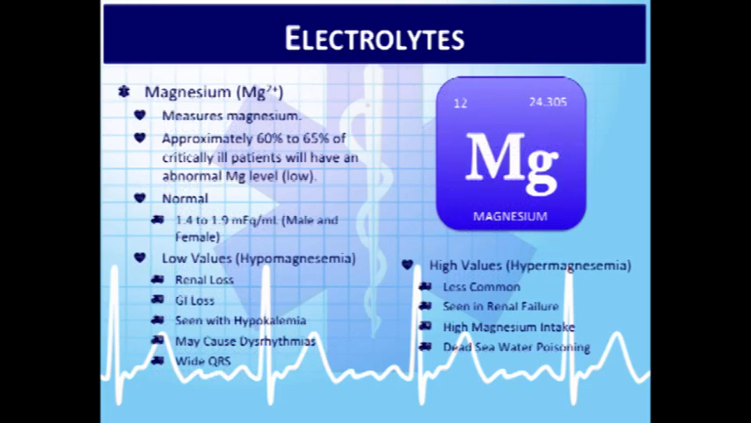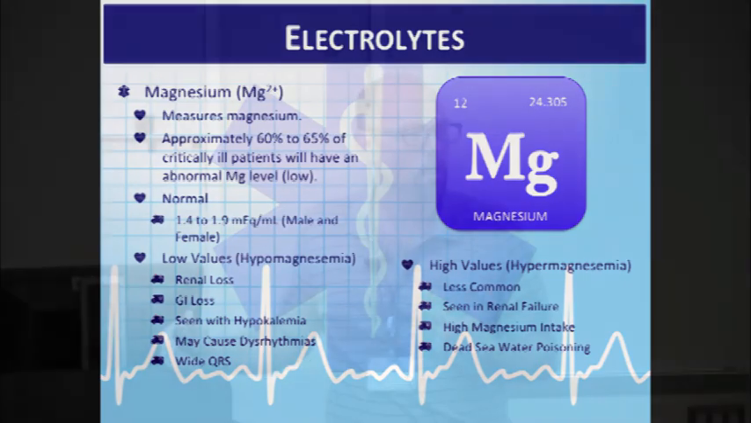Magnesium has become probably as important as potassium is. And if I was transporting a critically ill patient, these are the two labs that I would probably most want to know about. What's their K and what's their magnesium level? Because one of the things that could happen to me that I might need to do something about on transport is they could have an arrhythmia.